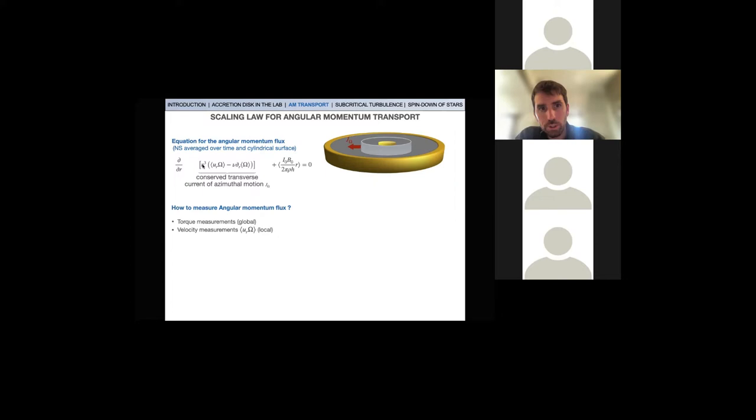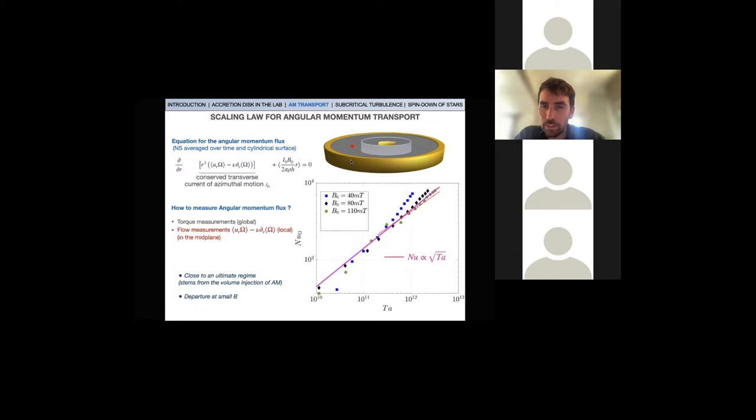So you see where I'm going here, because I skip the effect of the boundary layers by injecting the angular momentum in volume. I can expect to have something different with these experiments. So we have done that. We have measured the angular momentum flux by doing some local measurement of the velocity field. So at this point here, it's roughly at mid radius of the experiment and also at mid height of the experiment. So we can compute this and then compute the Nusselt number.